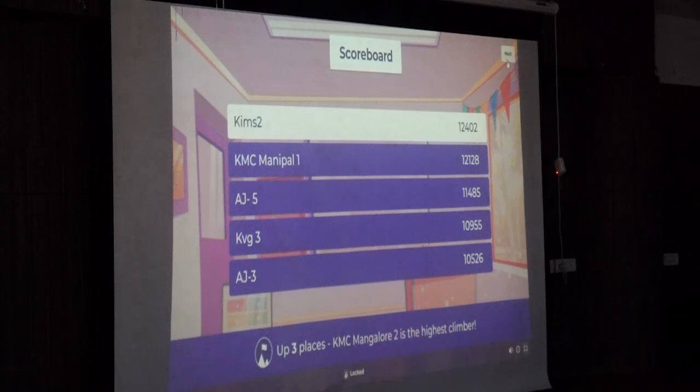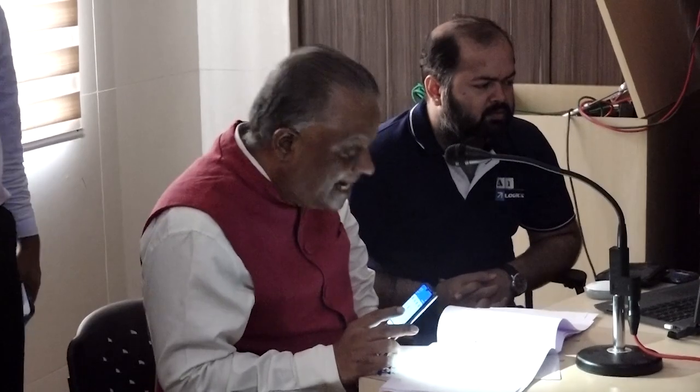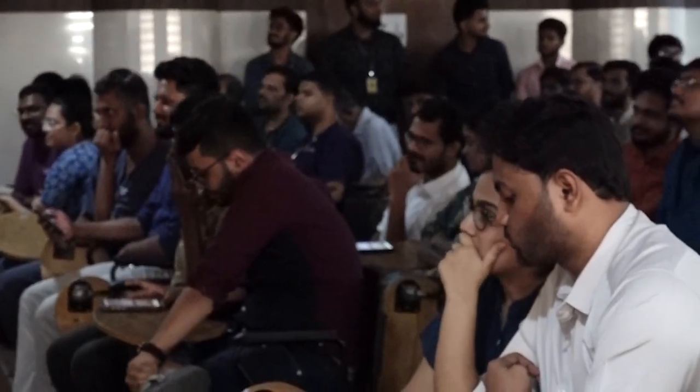Which of the following is recommended to reduce perioperative mortality in patients undergoing non-cardiac surgery? Nitrates, beta blockers, calcium channel blockers, diuretic therapy. I think positions remain unchanged. Kim's 2 on the top, KMC in second.